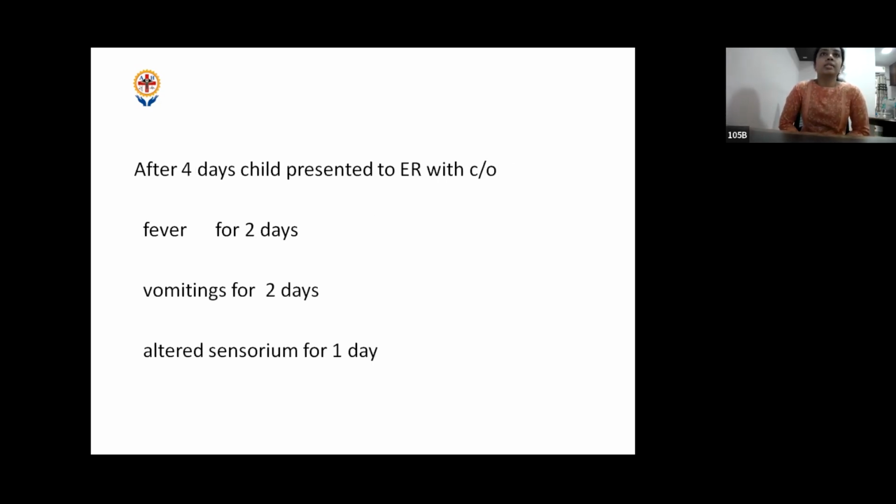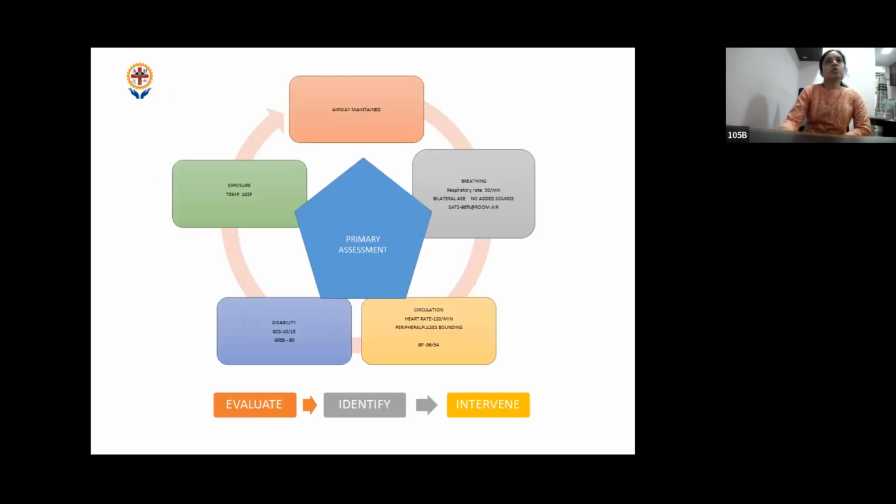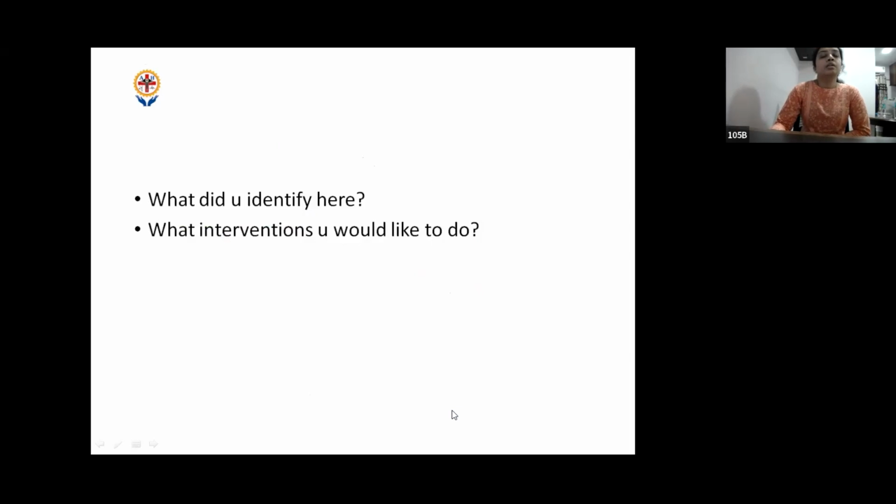So after 4 days, the child presented to the ER with complaints of fever for 2 days, vomiting for 2 days, and altered sensorium for 1 day. On primary assessment, airway is maintained, breathing, there is mild tachypnea, and circulation wise, there are bounding pulses and BP corresponding to 5th percentile, and there is some tachycardia. Coming to disability, GCS is 10/15 and the child is febrile. So what did you identify here?